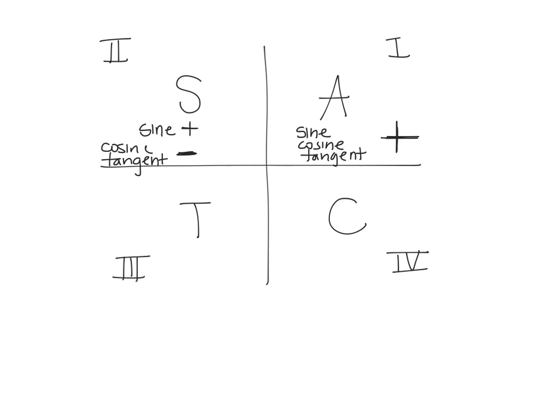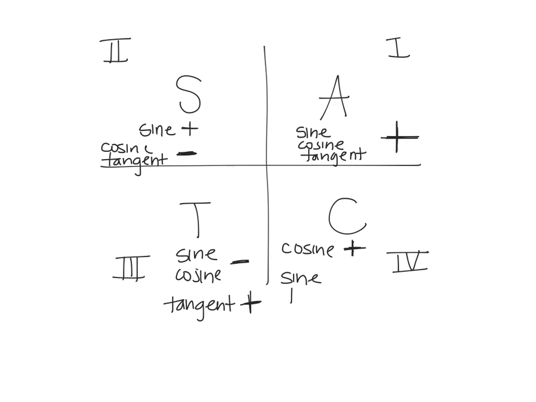these are negative. In the 3rd quadrant, sine and cosine are negative, but tangent is positive. And then quadrant 4, we have that cosine is positive, but sine and tangent are negative. So if we think about that, that'll kind of help us double check that we have our signs correct when we go around.